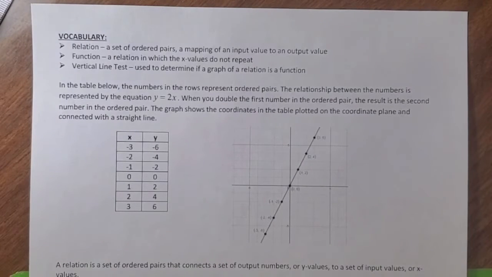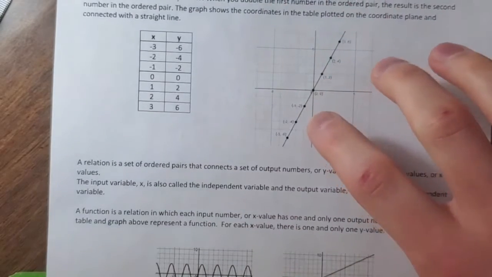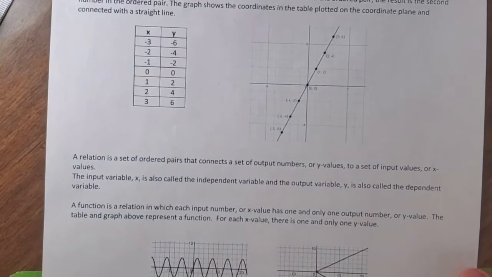So now we have, in the table below, the numbers in the rows represent ordered pairs. The relationships between the numbers is represented by the equation y is equal to 2x. When you double the first number in the ordered pair, the result is the second number of the ordered pair. And the graph shows the coordinates in the table plotted on the coordinate plane and connected with a straight line. So we have our table here and its corresponding graph.